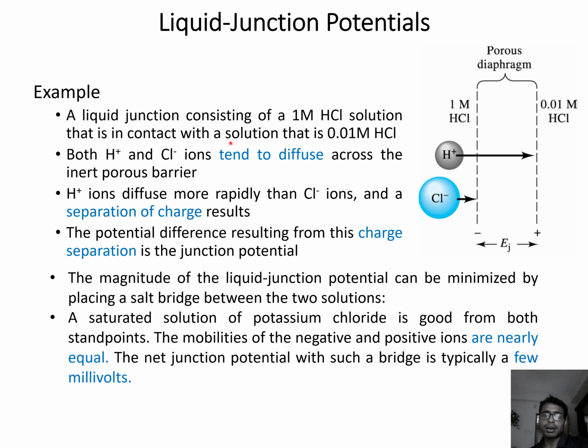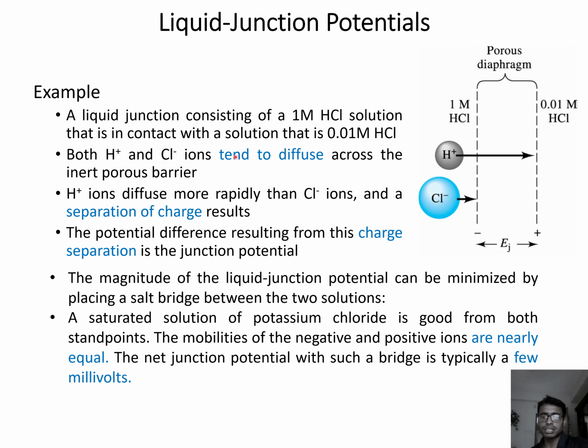For example, consider a liquid junction consisting of a 1 molar HCl solution in contact with a 0.01 molar HCl solution. Both proton and chloride ion tend to diffuse across the inert porous barrier. The proton diffuses more rapidly than the chloride ion and a separation of charge results. The potential difference resulting from this charge separation is the junction potential. The magnitude of the liquid junction potential can be minimized by placing a salt bridge between the two solutions. A saturated solution of potassium chloride is good from both standpoints. The mobilities of the negative and positive ions are nearly equal. The net junction potential in such a bridge is typically a few millivolts.